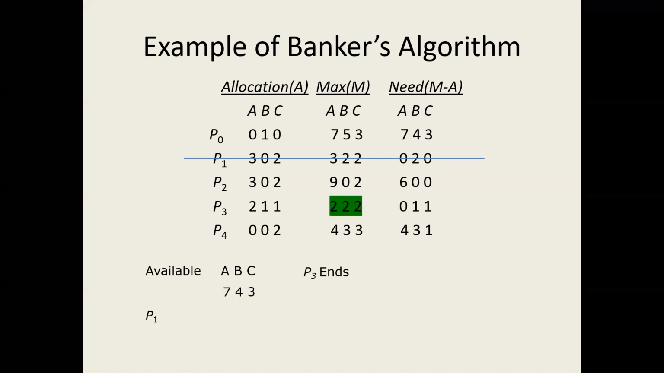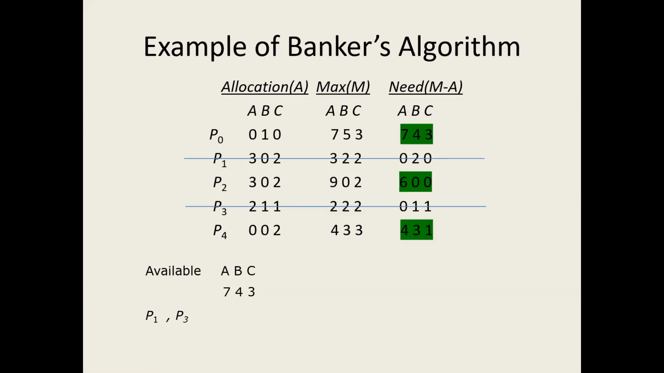Then after P3, there are more resources, right? So then we can start with P0, P2 or P4, right? After that. So like that, your sequence can be different, right? But it should start with P1. Then it can be either P3 or P4. So based on that, the available resources will be different. And then you can start the execution in a different sequence.